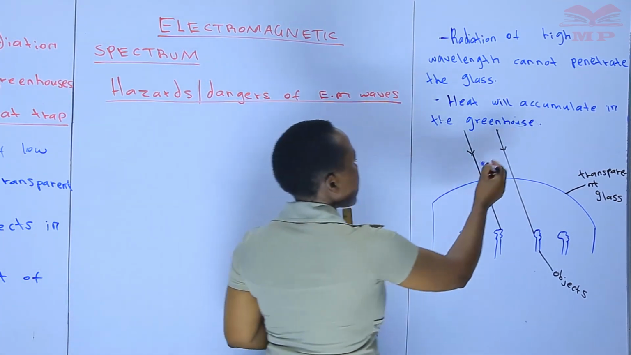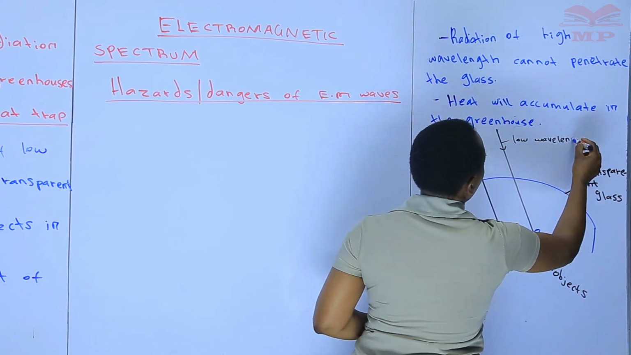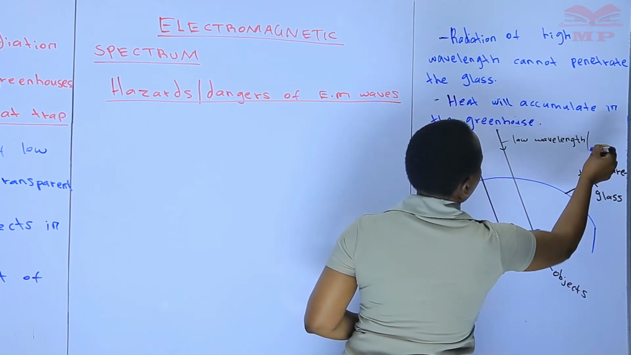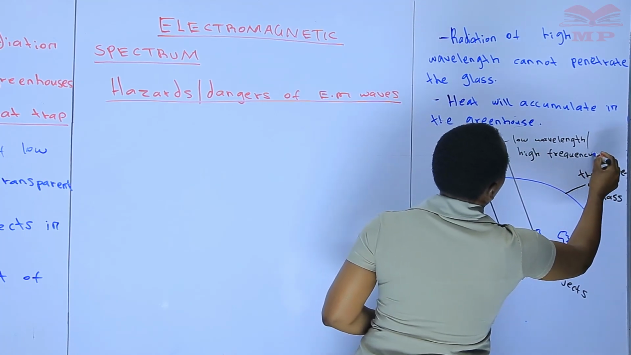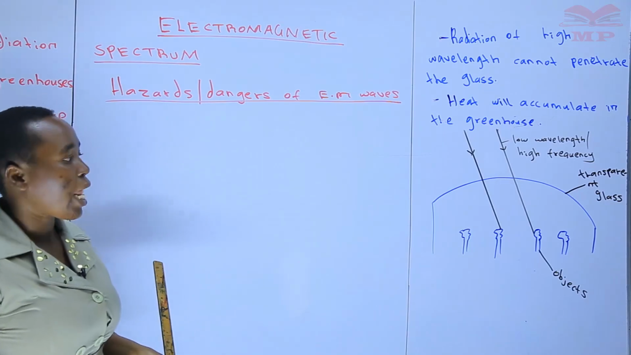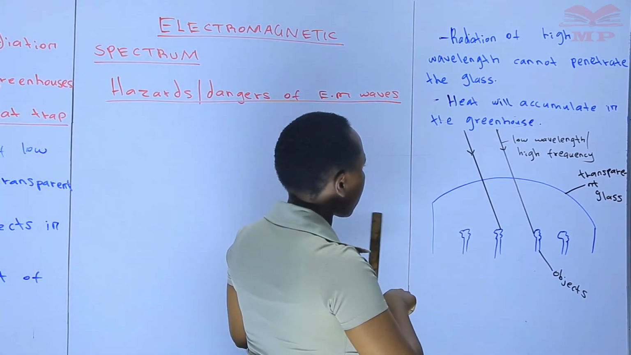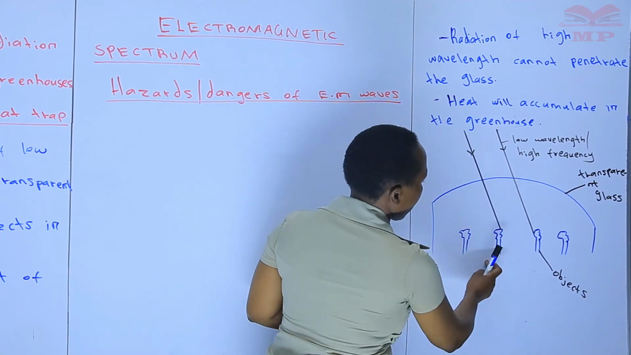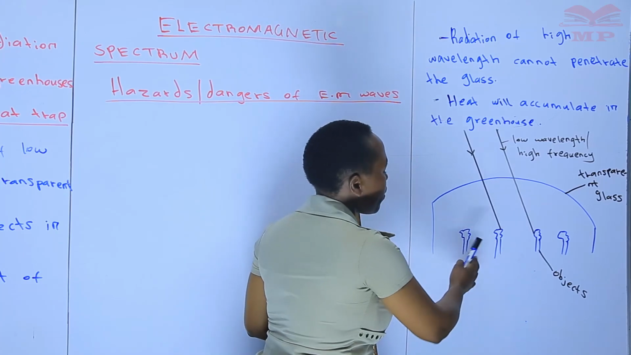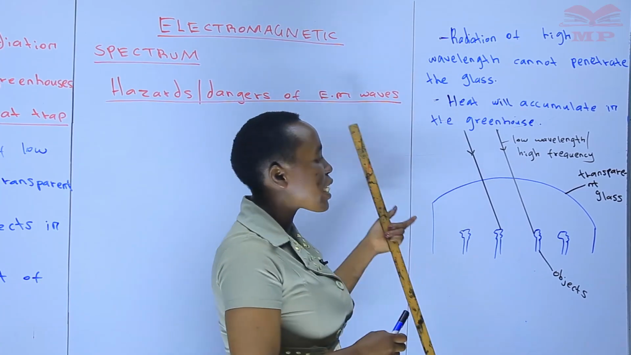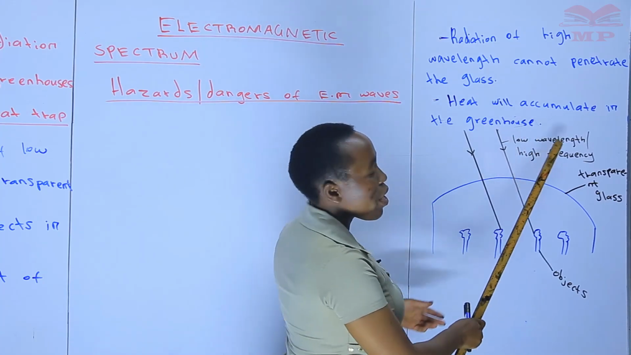And we have seen that this radiation is of low wavelength, and therefore high frequency. And therefore they are able to penetrate the glass. And once they penetrate, we are saying that they will be absorbed. The radiation will be absorbed by these objects which are here. So when it is absorbed by the objects, they will now in return emit radiation, but now of high wavelength.